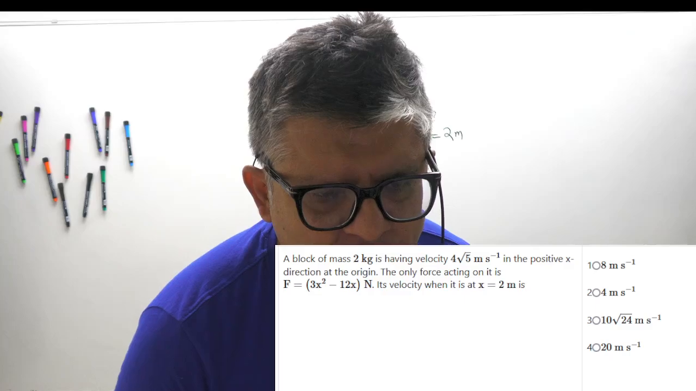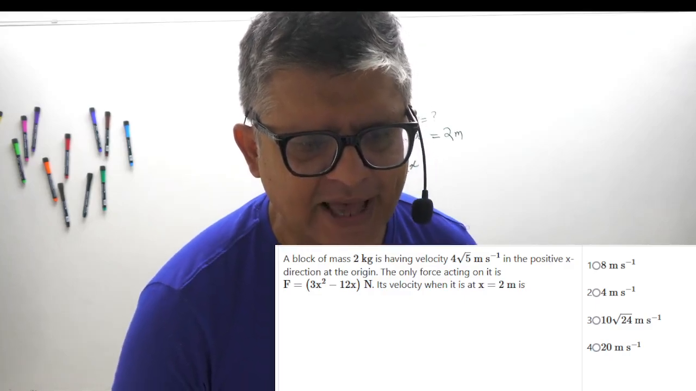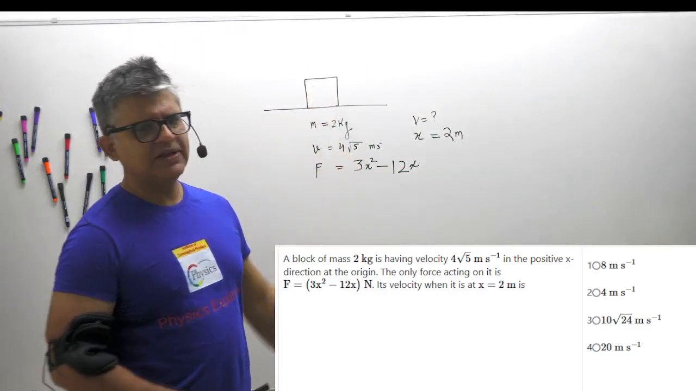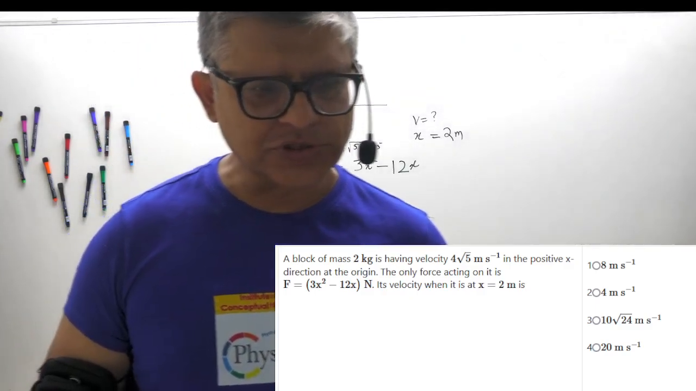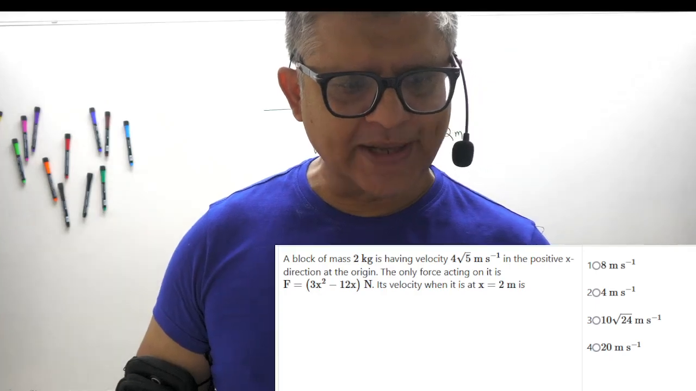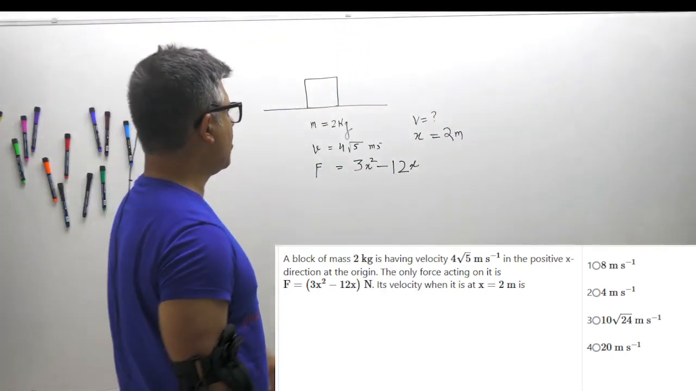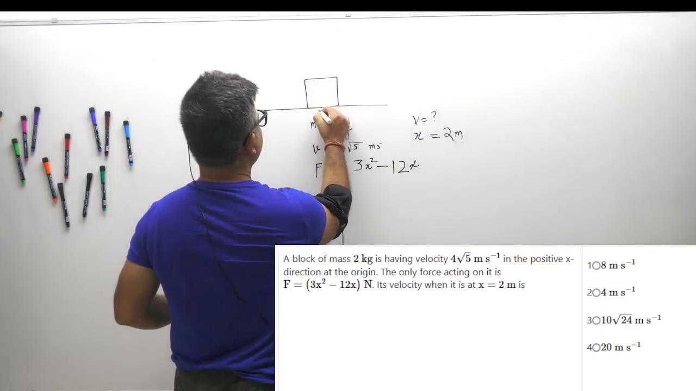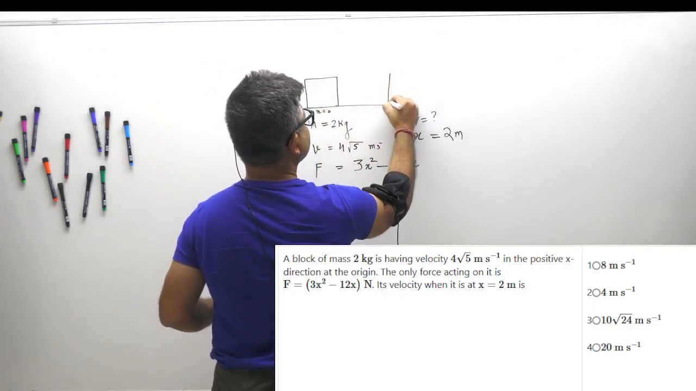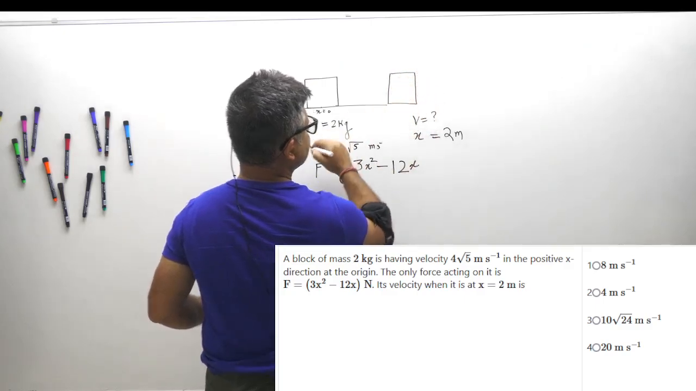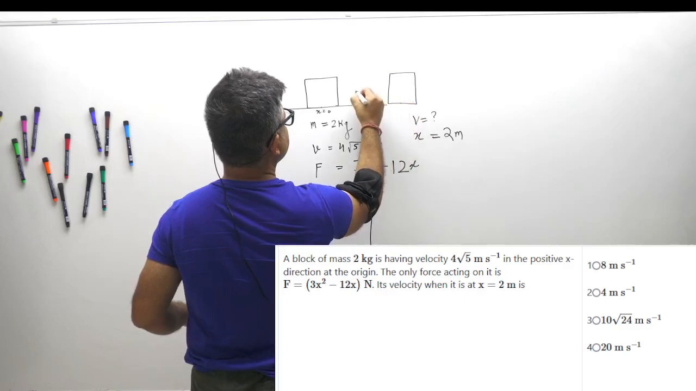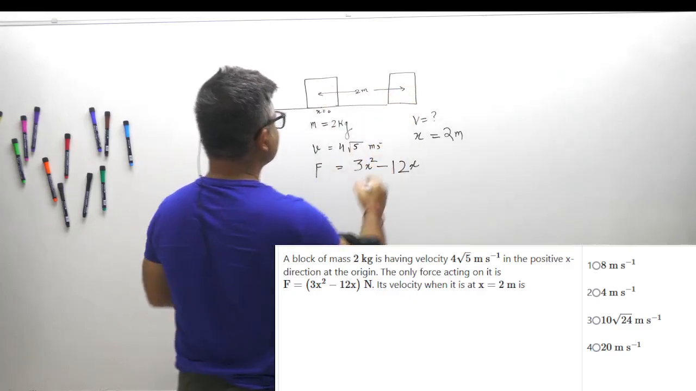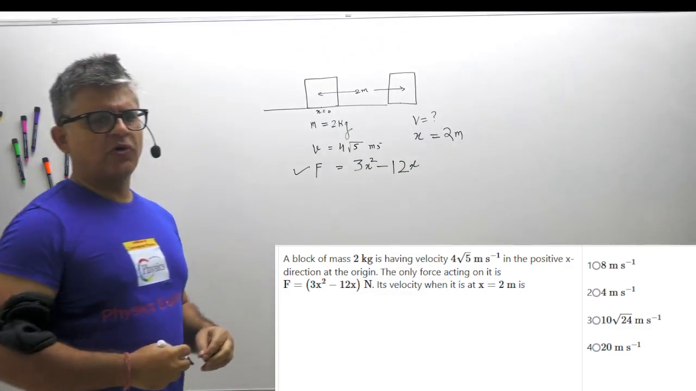Thank you. All right. So a block of mass 2 kg is having a velocity of 4 root 5. So that's your block, and the velocity is given. It is acted upon by an external force of 3x square minus 12x. You have to find the velocity of this block when its position is 2 meters. So let's assume it starts from x is equal to 0. It reaches some position which is 2 meters, under the influence of this external force.